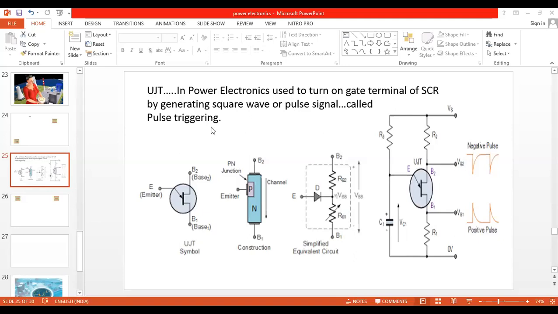In this subject, we study how UJT generates the pulse signal. This is the symbol of the UJT, with a simple construction diagram and circuit. Remember, this is the circuit we are supposed to concentrate on in our subject: UJT used as a relaxation oscillator. BJT is used as an amplifier, but UJT is used as a relaxation oscillator. An oscillator is a device or electronic circuit which generates sinusoidal and non-sinusoidal waveforms, but UJT is especially designed to generate the square waveform. How it works, we see with the animation first.